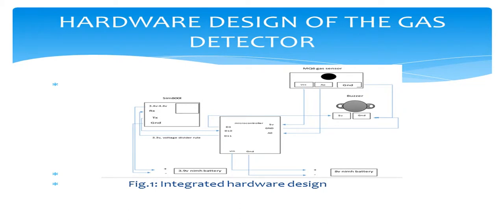Then the hardware design. This is the design of the arrangement of the hardware. As you can see, the MQ6 sensor, the buzzer, the microcontroller, the SIM module, and the batteries.